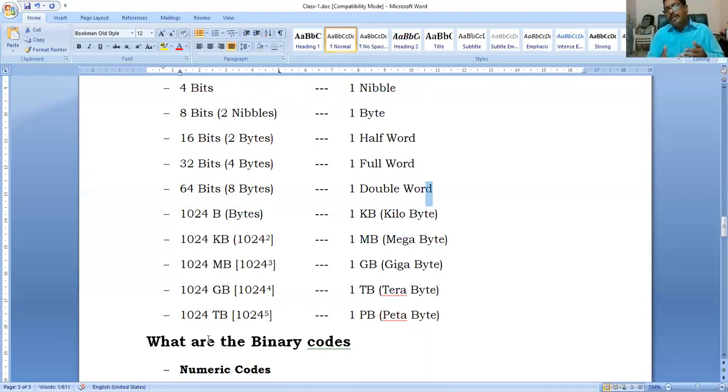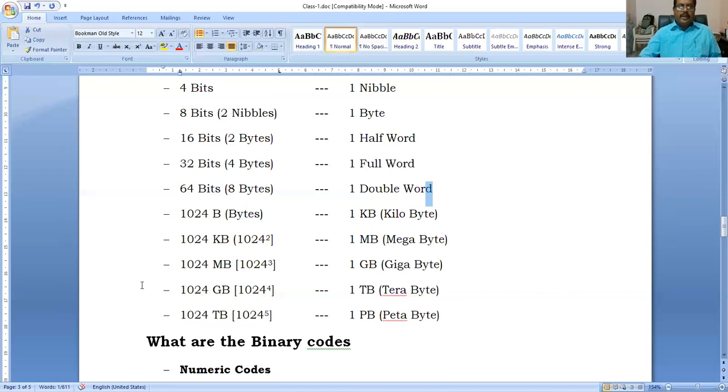It varies from system to system, but usually most systems follow this. 8 bits is 1 byte, and byte is common for any system. 4 bits is 1 nibble, and 2 nibbles, or 8 bits, is 1 byte. 16 bits, or 2 bytes, is one half word, 4 bytes is one full word, and 8 bytes is one double word.